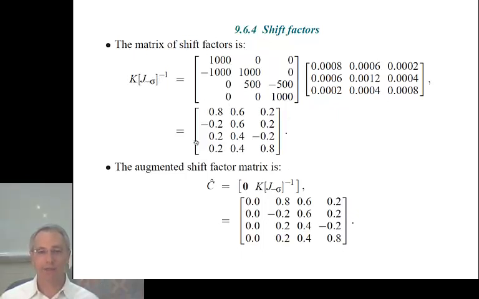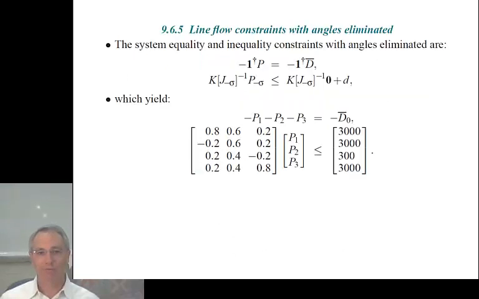The matrix of shift factors is K times J minus sigma inverse. Multiplying that together gives me these shift factors, and the augmented shift factor matrix, when I want to include net injections at the slack bus, is given by augmenting this matrix by a column of zeros. That column of zeros corresponds to the slack bus.